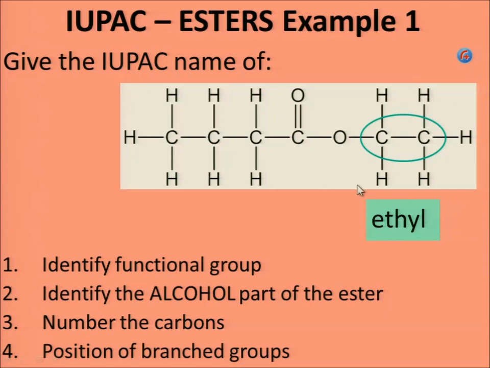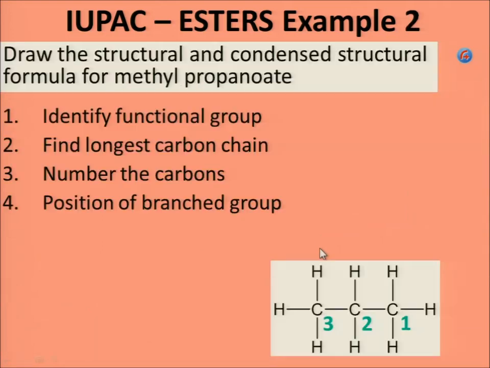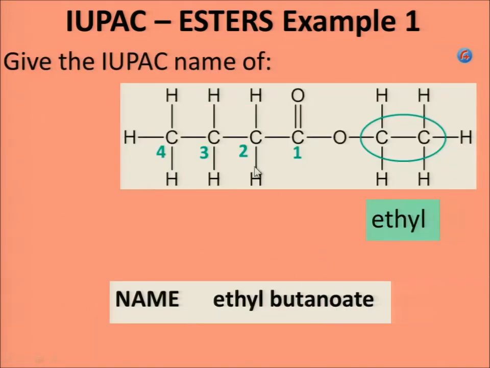Then you look at the rest of your molecule, and your carbonyl carbon is always number 1. So you number them 1, 2, 3, 4. That gives you but, because there are 4 carbons and because there are only single bonds, and then the end part for an ester is oate. So this molecule's name is ethyl, because that's the part bonded to the oxygen, butanoate.